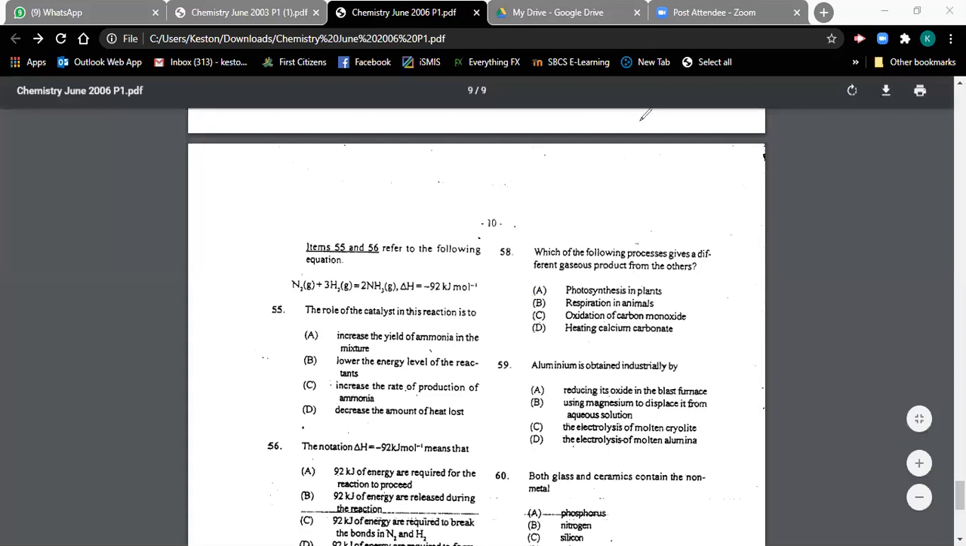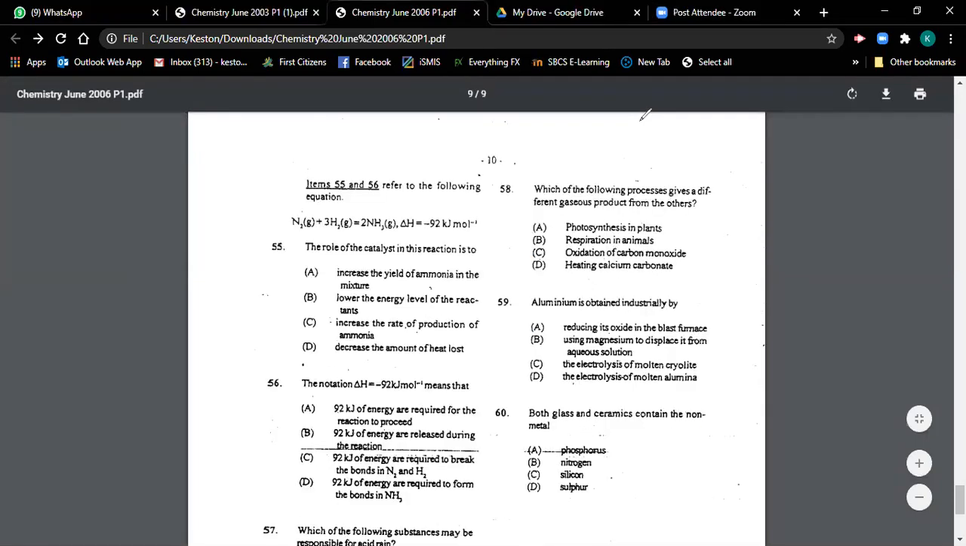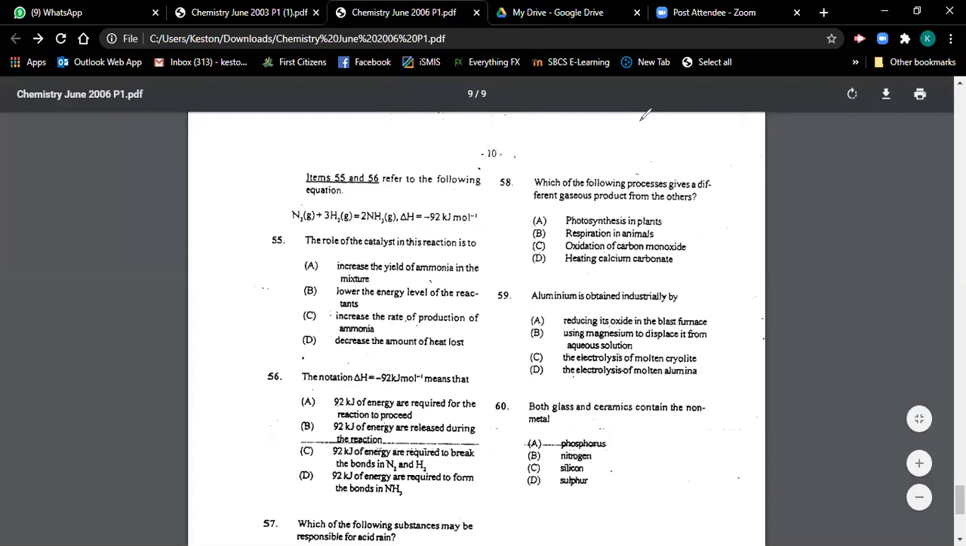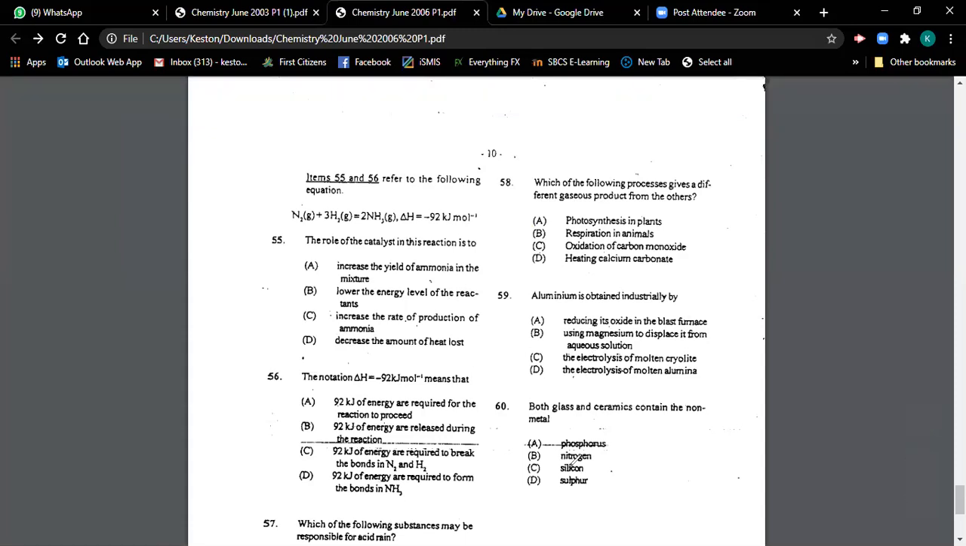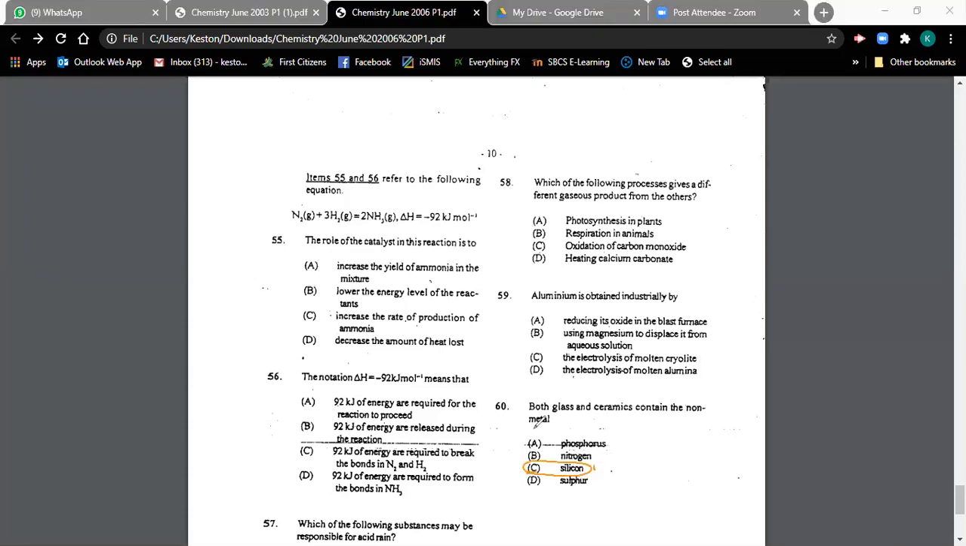Both glass and ceramics contain the non-metal what? You know what they always make glass from? Yeah, silicon. That's correct. Very good. All right, next one.